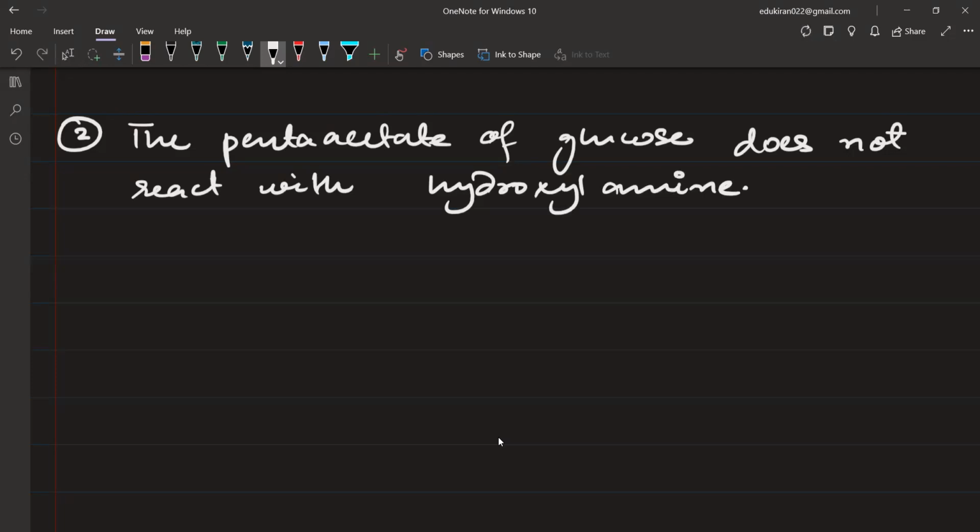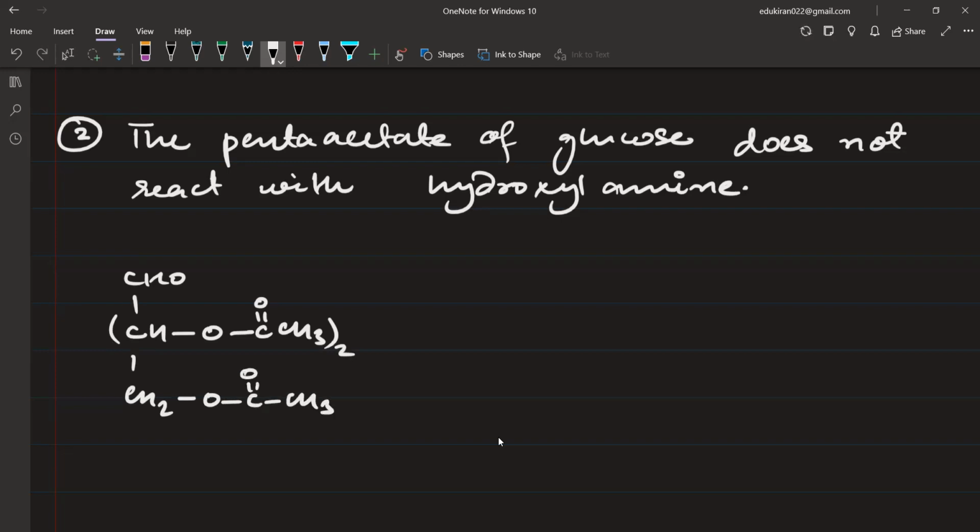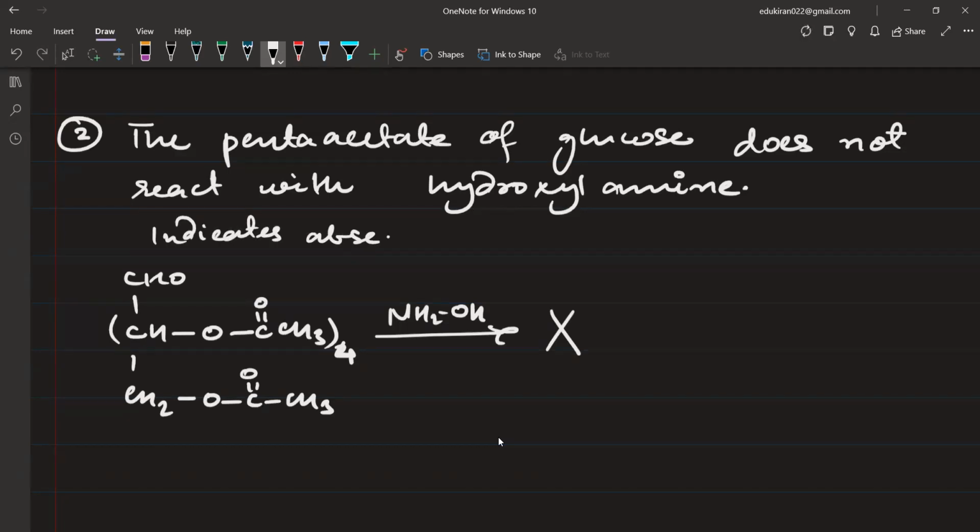hydroxylamine, है ना. पेंटासिटेट अगर आपको याद हो, दिस वाज दिस कंपाउंड: CHO, CH oxygen C double bond O CH3 whole 4, CH2 O C double bond O CH3. ठीक है, this is whole 4. When you react this with hydroxylamine NH2OH, तो आपके पास ये जो aldehyde group है, this should react, but it shows no reaction here. What does it indicate? It indicates absence of CHO group. But हमने तो देखा था CHO group है भी.